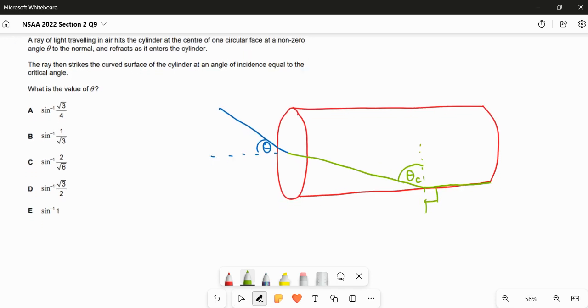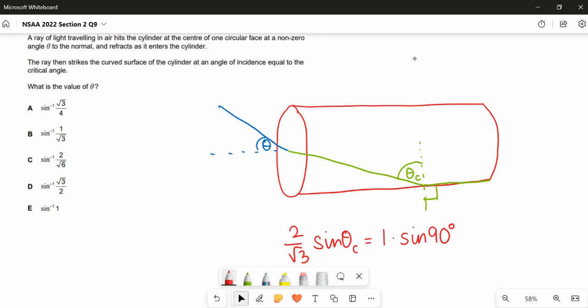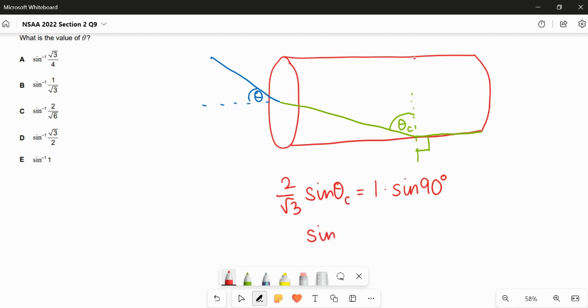Well, we know the refractive index is 2 over root 3, so that's n1 times sine theta critical, equals the refractive index of air, which is 1, times sine of the refracted angle, which would be 90 degrees. This is looking at the second scenario. We know sine 90 is 1, so we get sine theta critical equals root 3 over 2, which implies theta critical is 60 degrees.